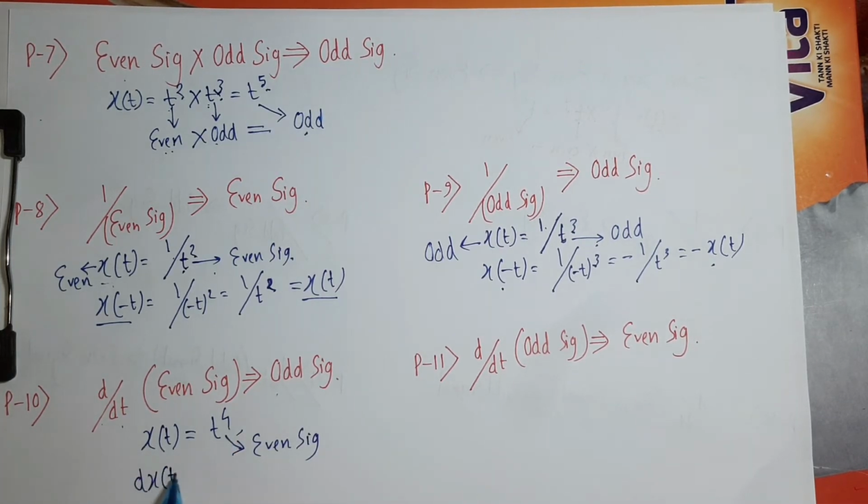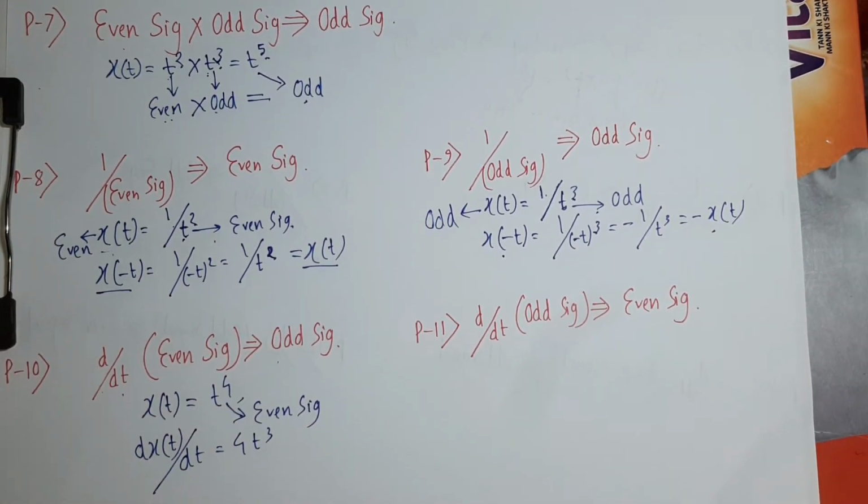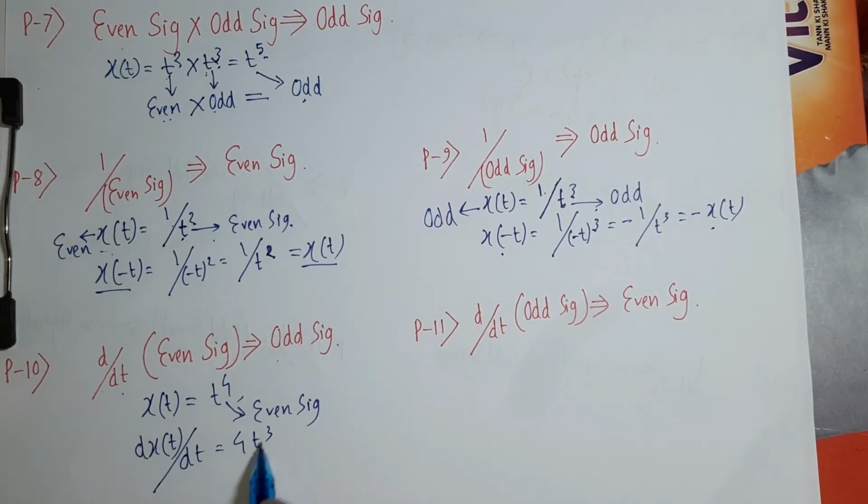If you differentiate t to the power 4 with respect to time, dxt dt will come out to be equal to 4t cube. 4t cube is an odd signal. Why? Because the power of t is 3, which is odd.